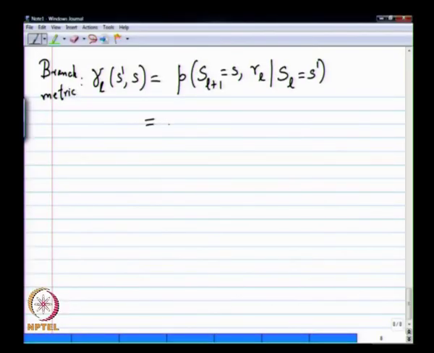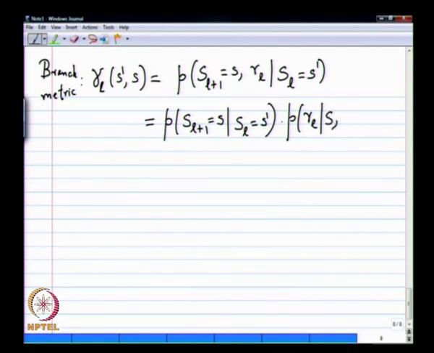Condition on SL plus 1. Okay, so that seems like an interesting suggestion. So write it as probability of SL plus 1 equals S given SL equals S prime, times probability of RL given SL equals S prime comma SL plus 1 equals S. Is this what you wanted to say? Okay, this seems like a natural good thing to try, right?